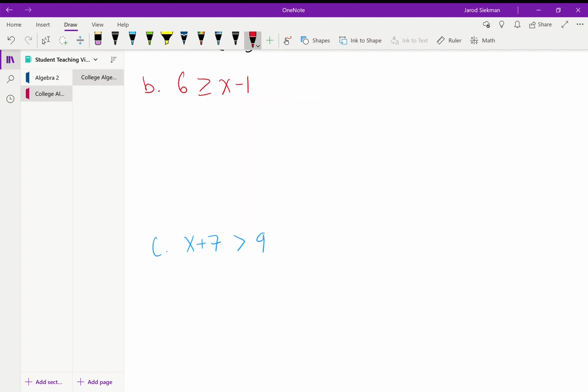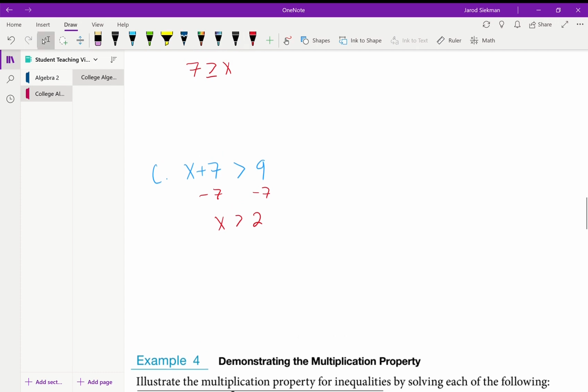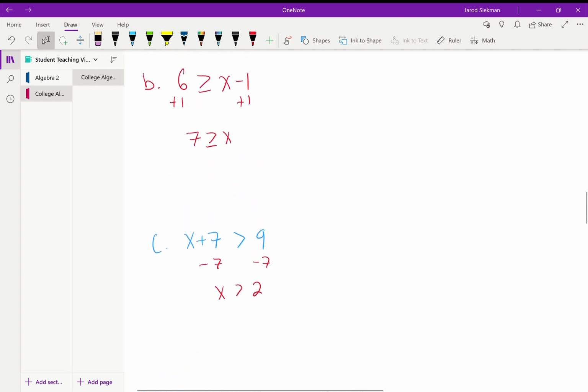So for b, we just want to add 1 to both sides. Right? We're just getting x by itself, so x is then less than or equal to 7, or 7 is greater than or equal to x. And for part C, we subtract 7, not add, to both sides, and we get x is greater than 2. So very similarly to all the other equations we do, instead of the equal sign, it's either less than or greater than. And that's basically it.